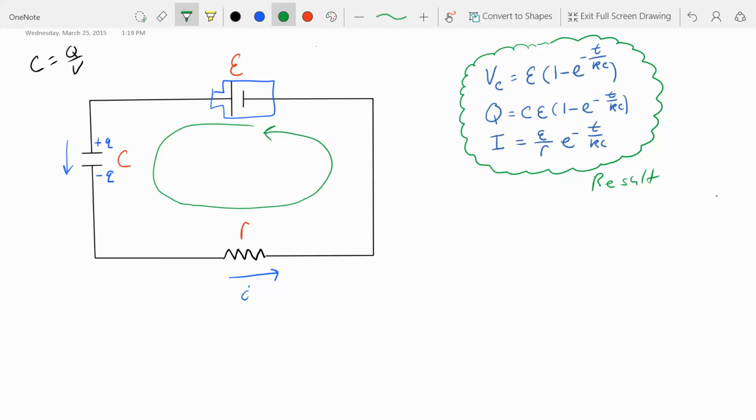So if we take them one at a time, you can start with the battery, E, minus the voltage of the capacitor, minus IR equals zero.